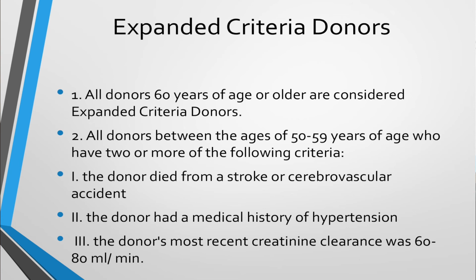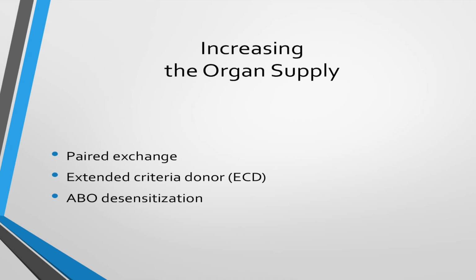So what are the steps which our programs have taken to increase the organ supply? St. Michael's and the UHN do the paired exchange, which means that if you have a donor and your donor is not compatible with your patient, and similarly there is another family where there is the same problem, they can pair, so they can exchange the kidneys. So my donor can give the kidney to someone else, and someone else's donor gives the kidney to me. And this allows kidneys not to go to waste. This allows more donation to happen.